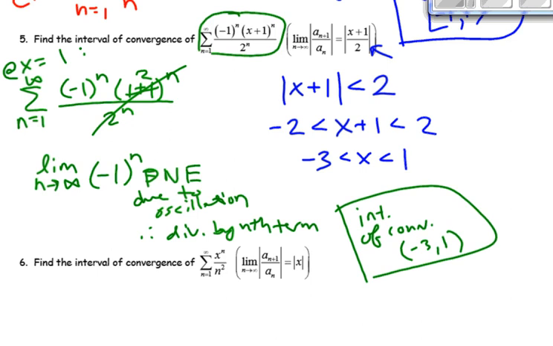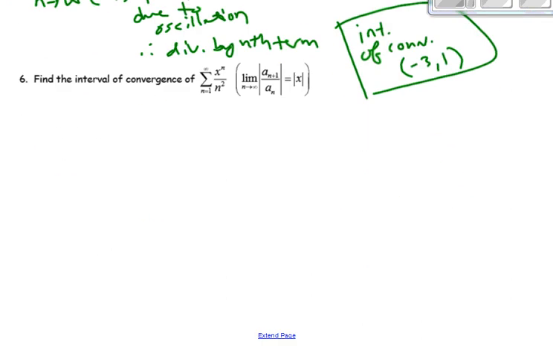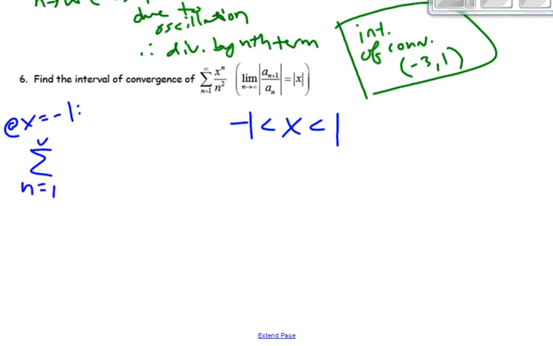All right, final example. Find the interval of convergence for this. Again, the ratio test has been done for us. So we have the absolute value of x being less than 1. That means x is between -1 and 1. So we want to test those values. At x equals -1, we have the series (-1)^n over n squared.